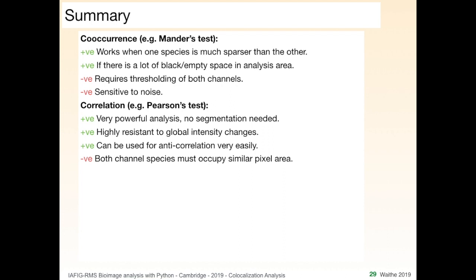Yeah, and on that note, it requires the black empty space to be very low, but as long as the black space is similar in all of your conditions, then you can get away with it, but it's not great. And it's sensitive to noise as well, like random noise will throw it, so you might want to smooth your image or something like that before applying it.